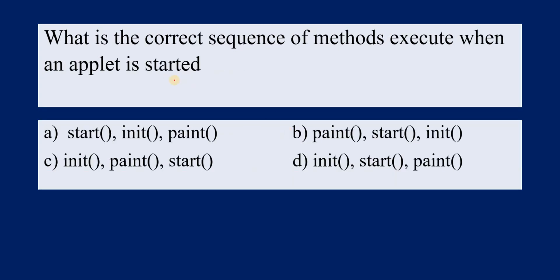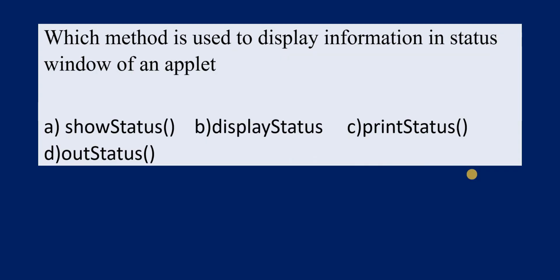Next question. What is the correct sequence of methods executed when an applet is started? The answer is D. Init method, start method, and paint method. So all these three methods are automatically executed one by one in sequence. Init method, start method, and paint method.